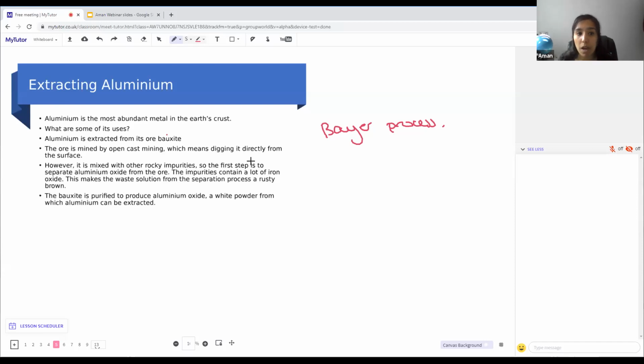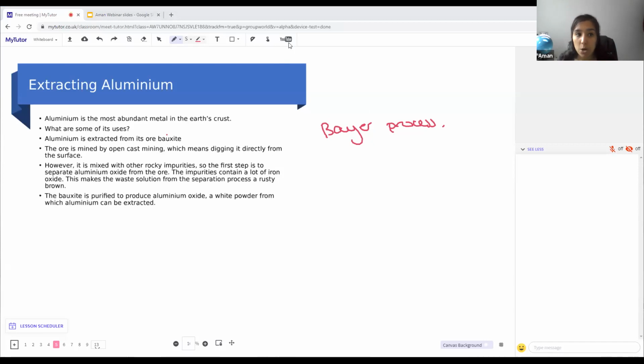Just a recap of that, we get the bauxite from the Earth's crust. It's got lots of impurities in it, so we carry out the Bayer process. What the Bayer process does is dissolve the bauxite in sodium hydroxide. That then will dissolve all the aluminium oxide, which is what we want, and the iron oxides, which are impurities, will not dissolve, and so we can filter those off. So as I said, this is the purification, and a white powder from which aluminium can be extracted is what is produced. So the purification process is the Bayer process.